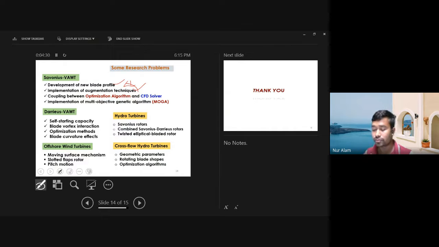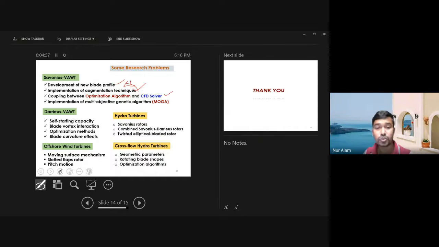There will be a lot of discussion there. You can publish some good papers by implementing the augmentation technique. Also, if you search on Google, you can find a lot of published papers utilizing augmentation techniques, maybe on the Savonius vertical axis wind turbine. And one more thing, that is the coupling between optimization algorithm and CFD solver.